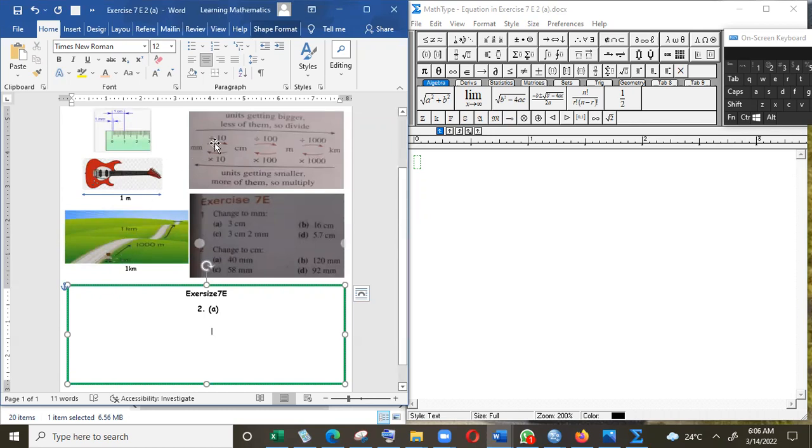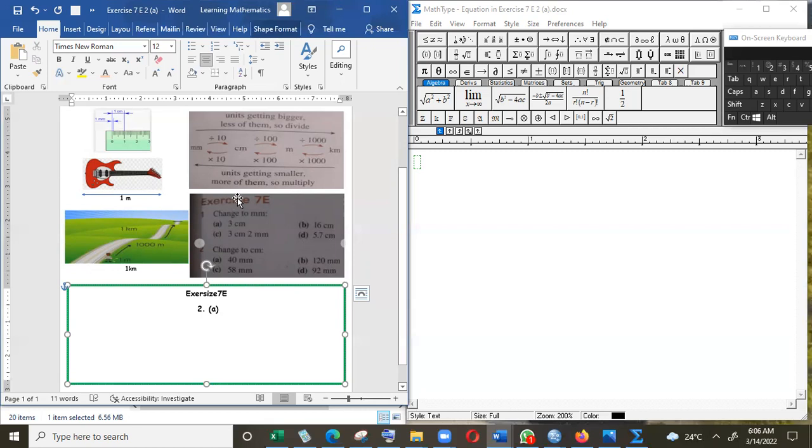Now remember, units getting bigger, less of them, you divide. So from small millimeter to bigger centimeter, you divide by 10. Small centimeter to a bigger meter, you divide by 100. Small meter to a bigger kilometer, you divide by 1,000. But units getting smaller, more of them, you multiply. Bigger kilometer to smaller meter, you multiply by 1,000. Bigger meter to centimeter, you multiply by 100. Bigger centimeter to millimeter, you multiply by 10.